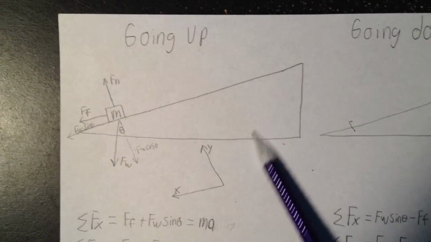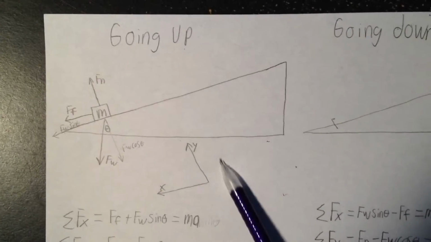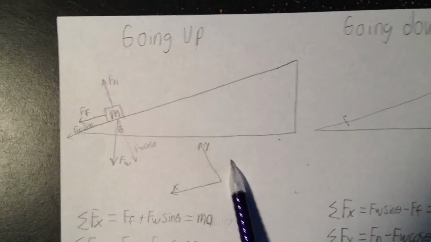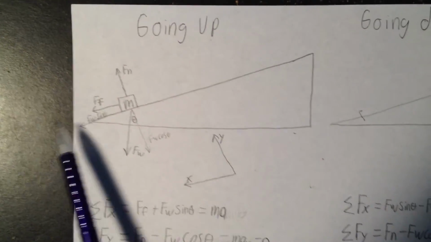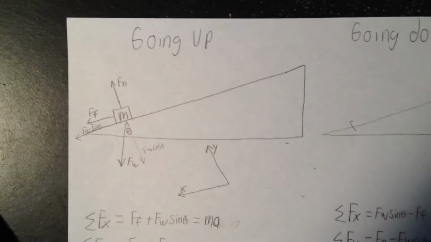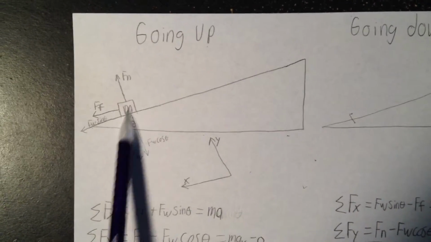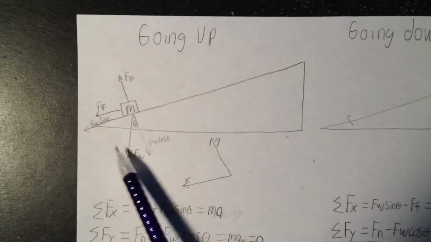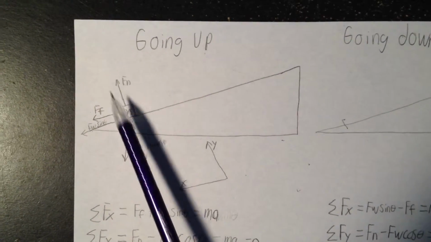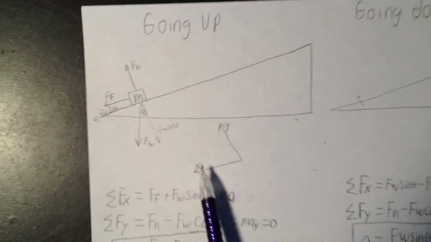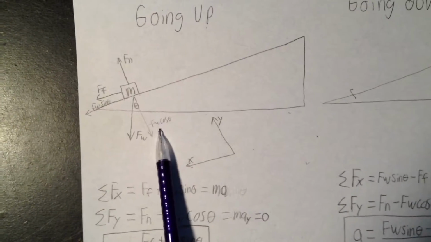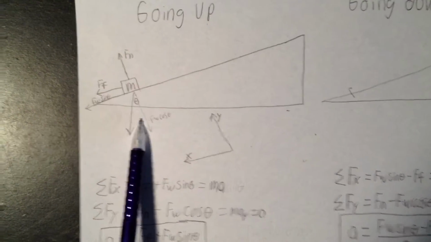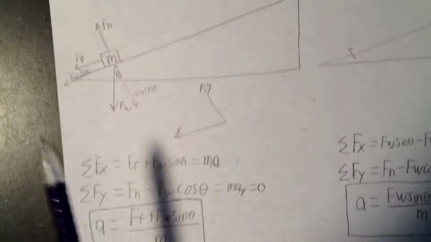I have my x and y coordinates right here like this, and I have theta right there. And so I have the force of friction going that way, towards the positive x direction, and the force of its weight going straight down, and the normal force going parallel to the y direction. And I've divided up the force of the weight into the x and y components using sine and cosine.